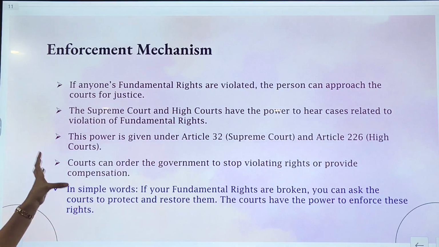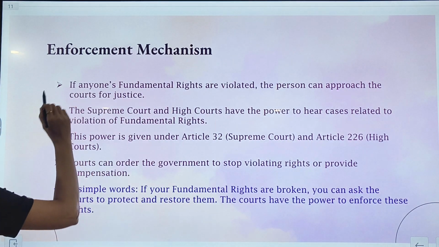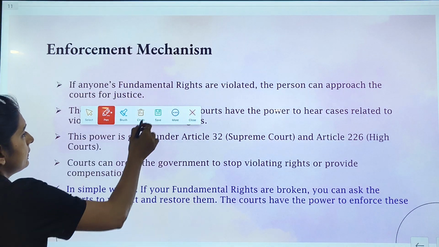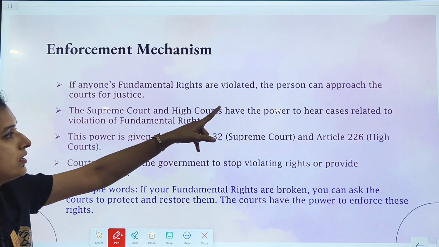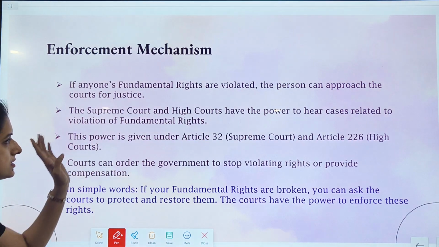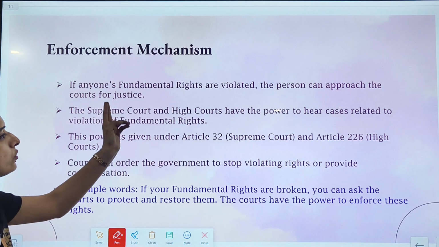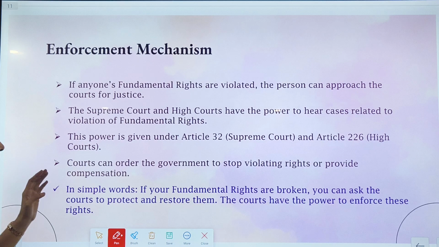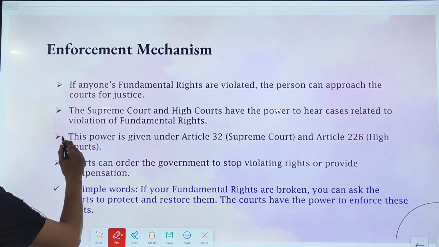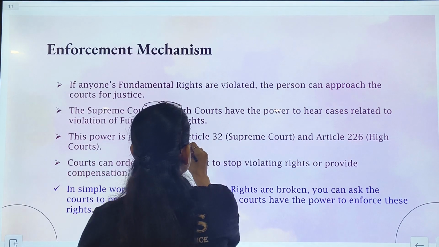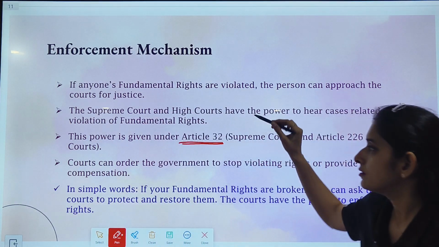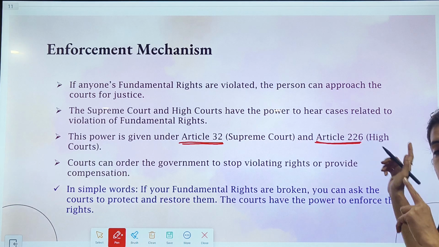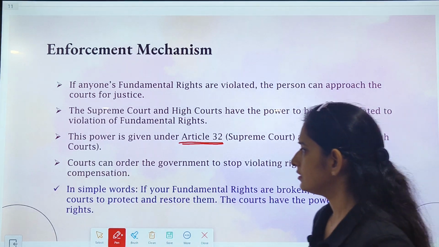Enforcement mechanism, like how the fundamental rights are enforced. First of all, if anyone's fundamental rights are violated, that person can approach the courts for justice. Clear? Second, the Supreme Court and High Courts have the power to hear cases related to the violation of fundamental rights. I hope the points are getting clear. The power is given under Article 32, under which the Supreme Court hears the case, and Article 226, under which the High Court hears the cases.